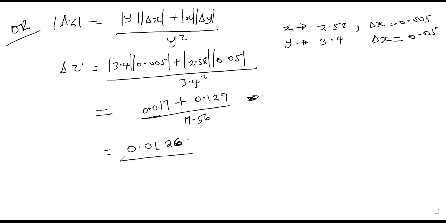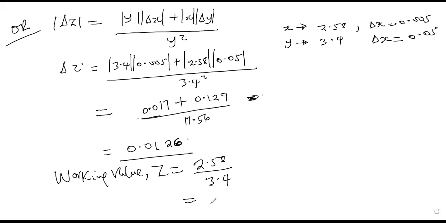Yes. But remember, they want the range within which the exact value lies. So let's get that working value, or the exact value. The working value, which is Z, is going to be equal to 2.58, directly the way they have given it to you, out of 3.4. What do you get? You get 0.7588. That is the exact value of Z, right?